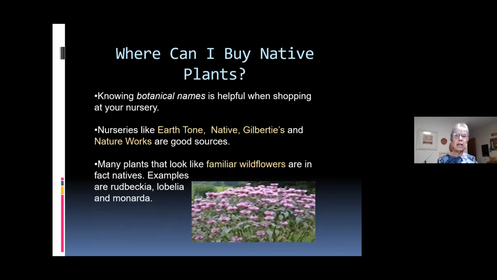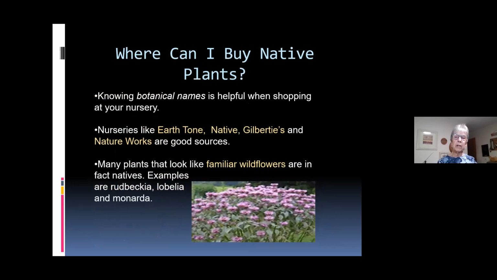So where can you buy natives? You might have to look around. You might have to go for a little ride. Although, you can still get them at the big box stores. You have to look very carefully though. It would be good to know the botanical names if you're going out, and make sure that you're getting what is really a true native.